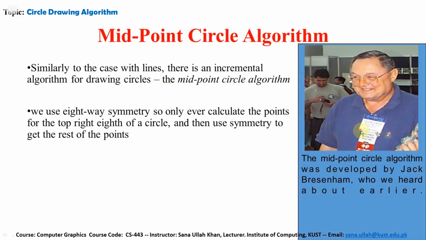So, the midpoint circle algorithm. Similarly to the case with lines, there is an incremental algorithm for drawing circles. It means that if x is increased in unit interval, then what will happen with y? So we use 8-way symmetry. We only ever calculate the points for the top right edge of a circle and then use symmetry to get the rest of the points.